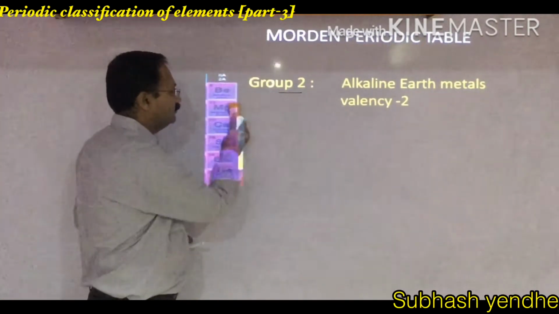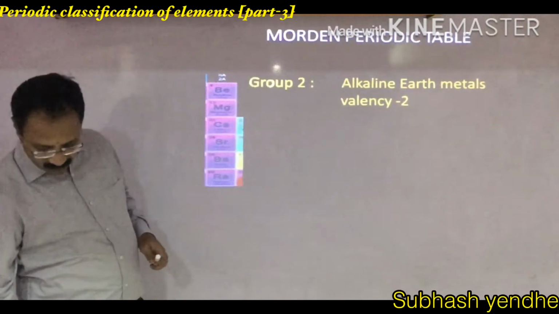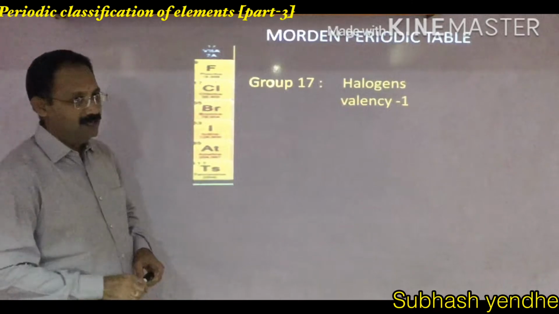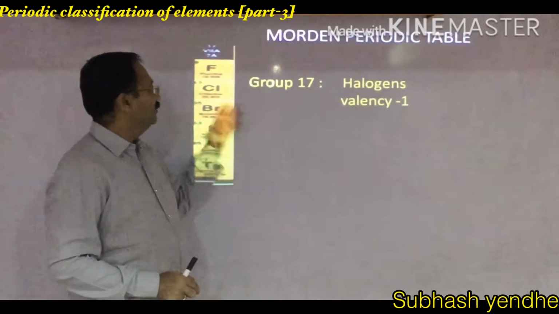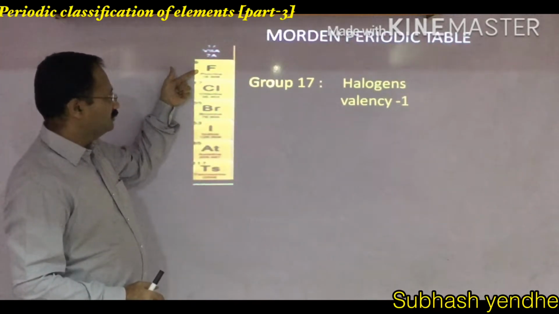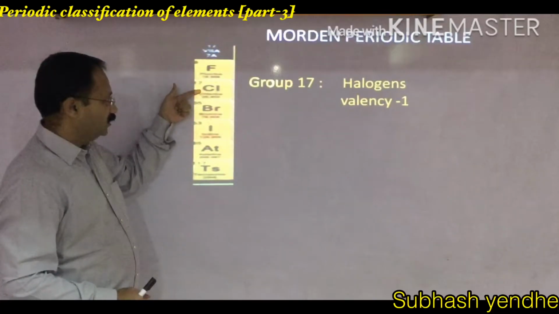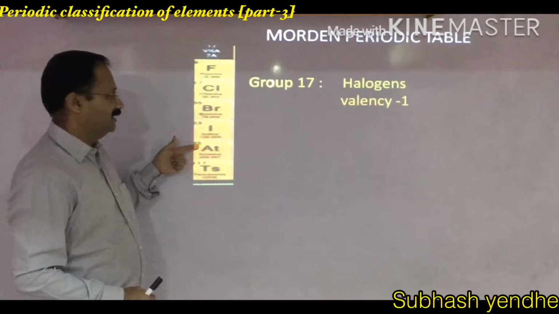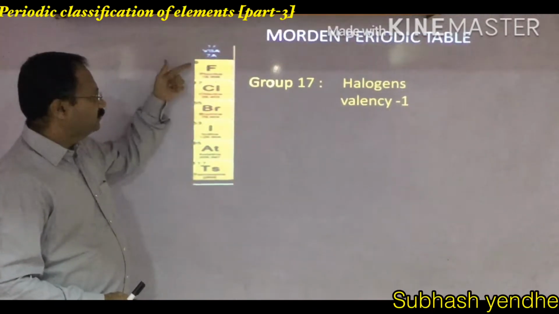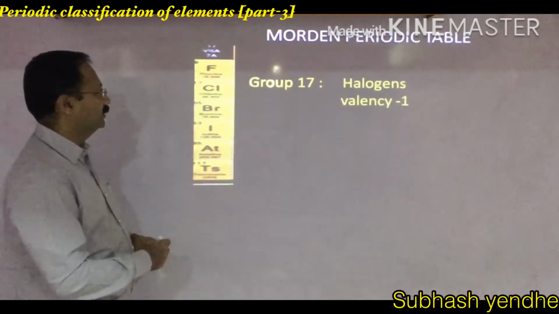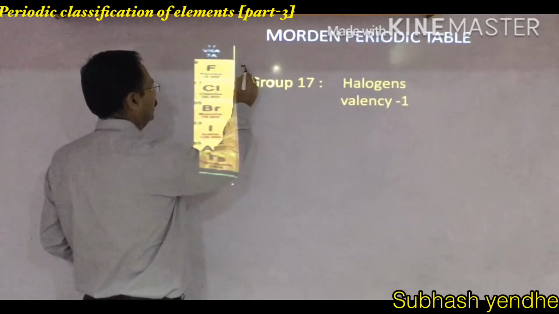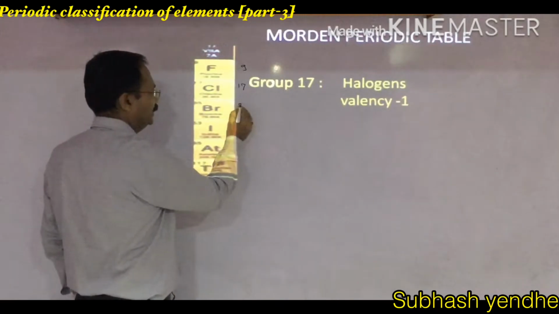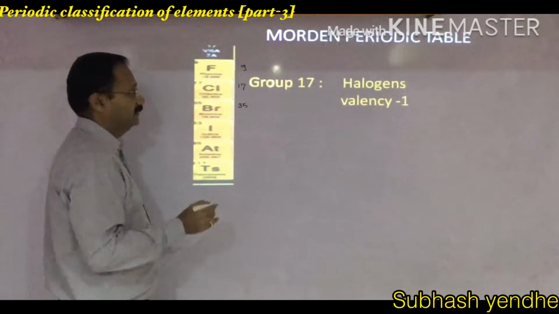Now, we are going to see the next group, which is group 17. It's called the halogens. See, which are the halogens? Fluorine, chlorine, bromine, iodine, and astatine. The first one is fluorine. Its atomic number is 9. Chlorine has atomic number 17. Bromine has atomic number 35.